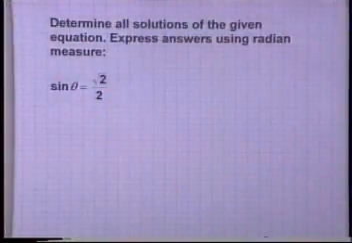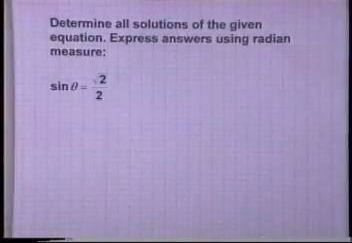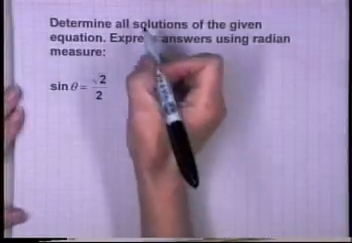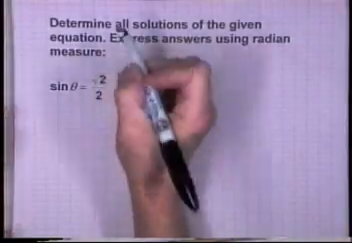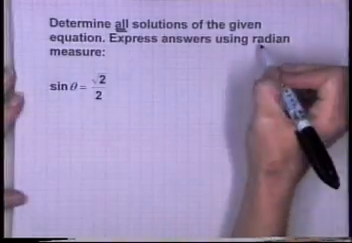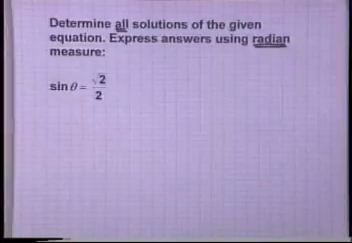Notice in this first equation we are to determine all solutions of the given equation, and we are to express our answers using radian measure. So there's two things that I want you to notice here. First of all, it says all solutions, every one of them. The other thing that it instructs us to do is to use radian measure. So we are not to give our solution in degrees.